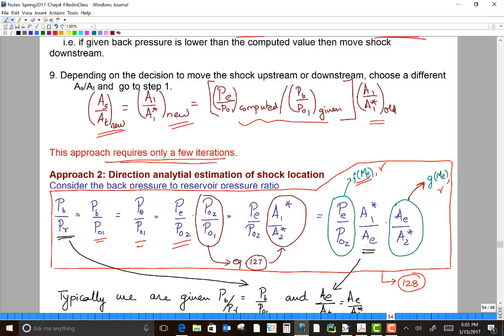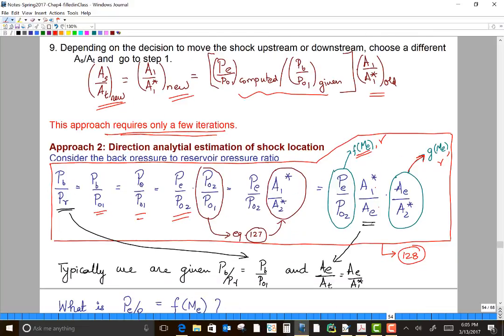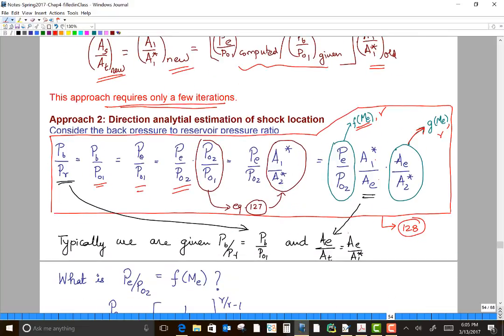So the only term that needs to be identified is A1 star by AE, but if there is a shock, the flow is choked, right? Which means A1 star is nothing but AT. So A1 star by AE is AT by AE, or AE by A1 star is AE by AT. This is given, and the left hand side, PB by P01, is also given.